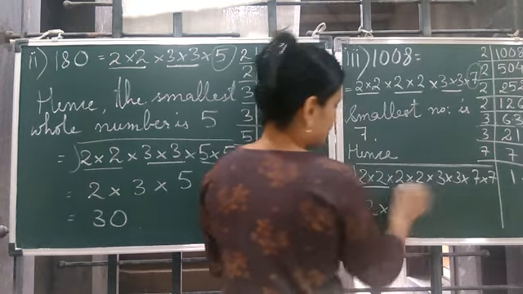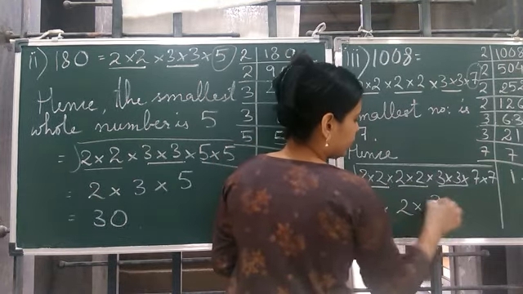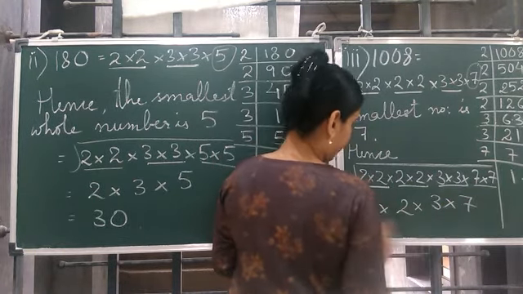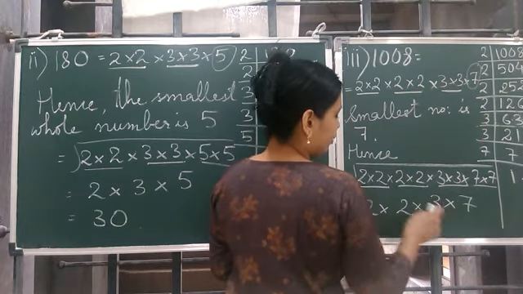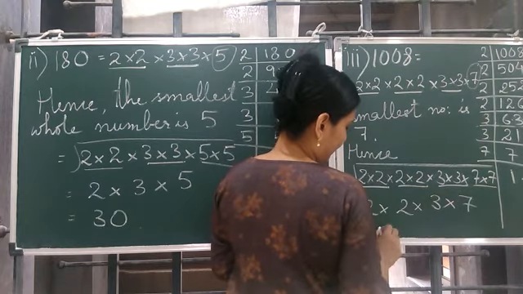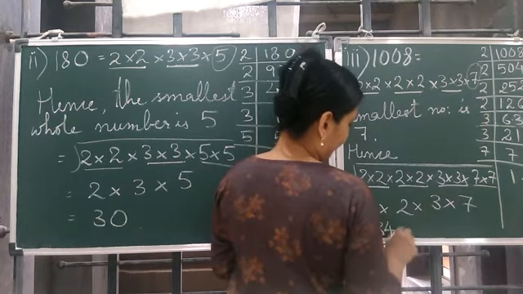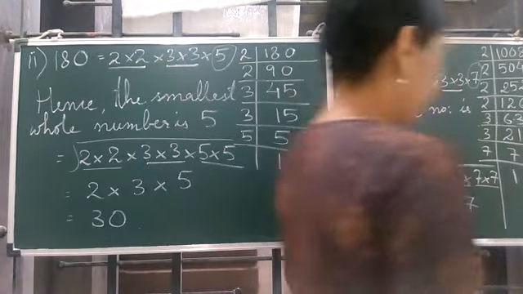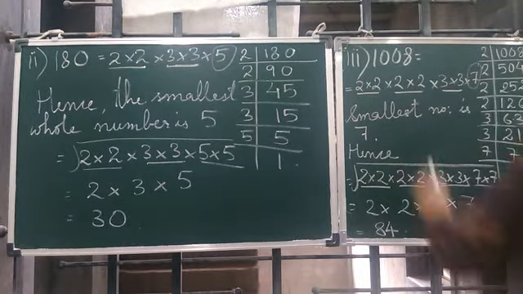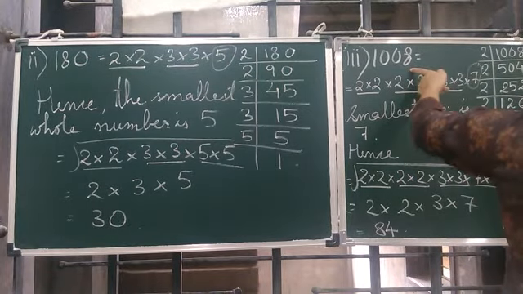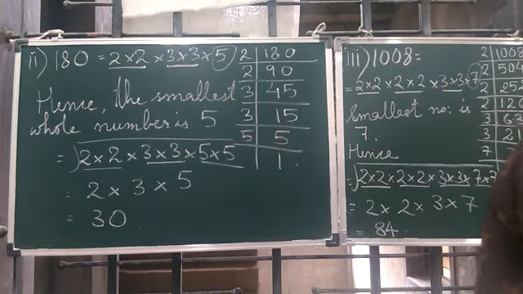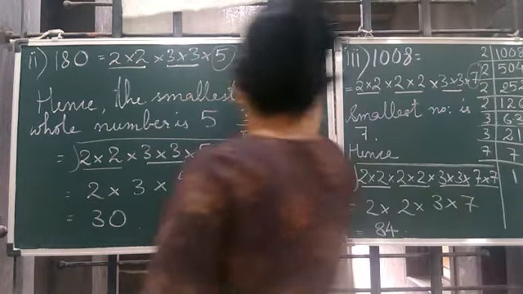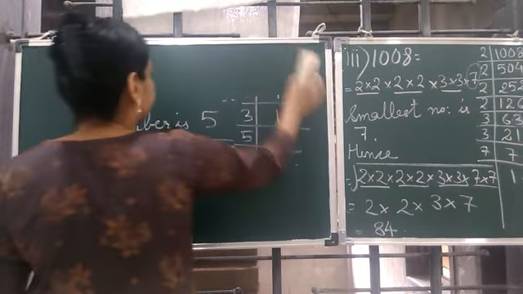one 2 comes out, another 2 comes out, 3 comes out, 7 comes out. 2 2s are 4, 4 3s are 12, 12 7s are 84. So 84 will be the square root of the number when we multiply this smallest whole number. That number will be a perfect square. 2028. Next, we start with the fourth one.